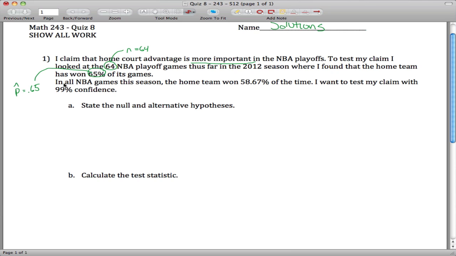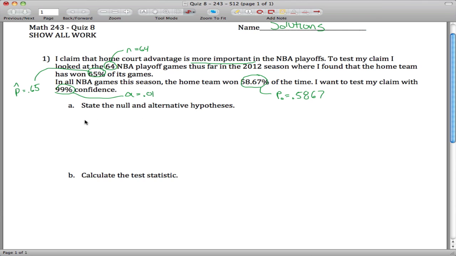In all NBA games, a key word to tell us we're talking about proportion, the home team has won 58.67% of the time. That tells us that p naught is equal to 0.5867. These are actual numbers, by the way. I want to test my claim with 99% confidence. This tells us that alpha equals 0.01.